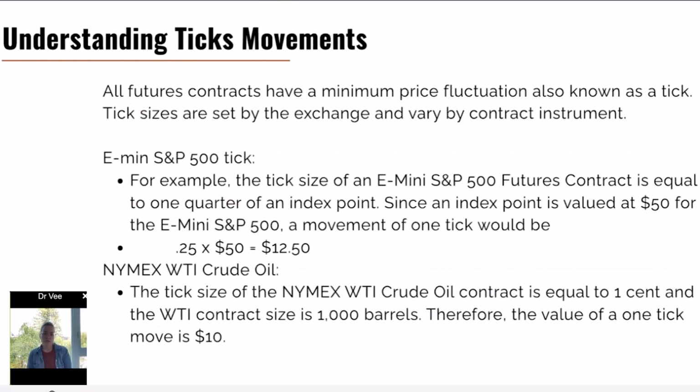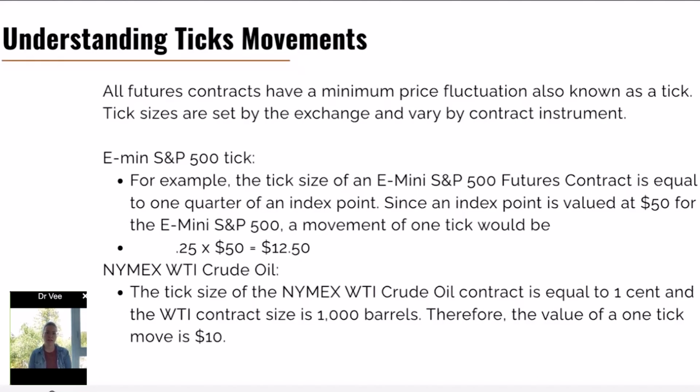So even futures contracts, they don't move in dollars or cents. They move in a minimum price movement called a tick, and it's set by the exchange and varies depending on the contract. So if you take the E-mini S&P 500 futures contract, its tick size is 1/4 of an index point. Okay, so you need 4 ticks in ES to have 1 point, which means that with the E-mini, $50 a point, each tick is worth $12.50.